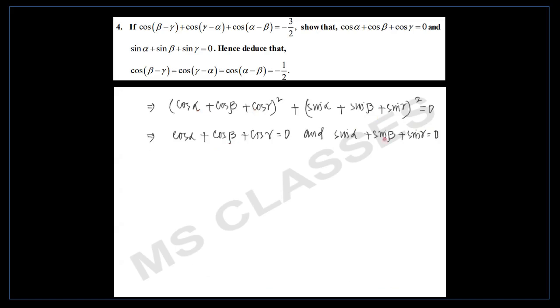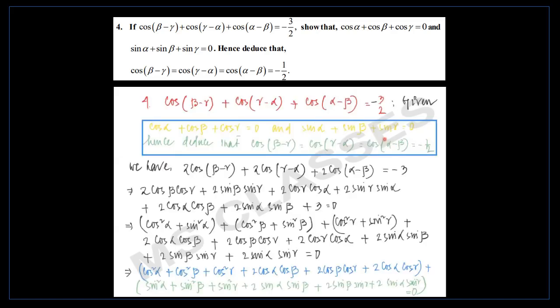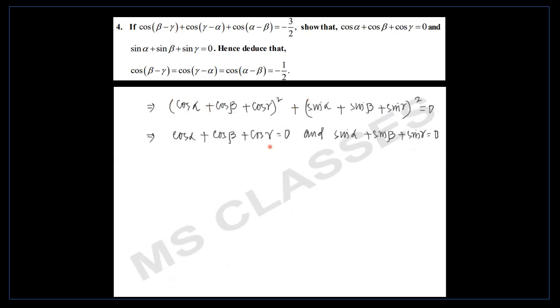Now after that, the next part is saying cos beta minus gamma, cos gamma minus alpha, cos alpha minus beta equal to minus half. Now if we take one part, cos beta minus gamma, the first thing to understand here is that in cos beta minus gamma we don't have alpha. So from these two parts which we have got, suppose this one I mark as 1, this one I mark as 2.